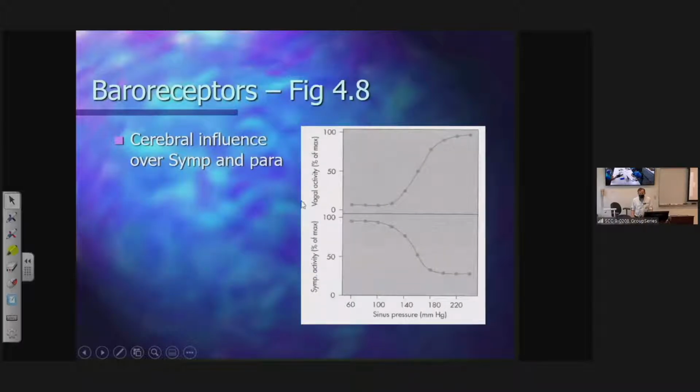And this is just showing you sympathetic and parasympathetic. There's vagal activity, and they're inversely related. They go against each other. That's what that shows you.